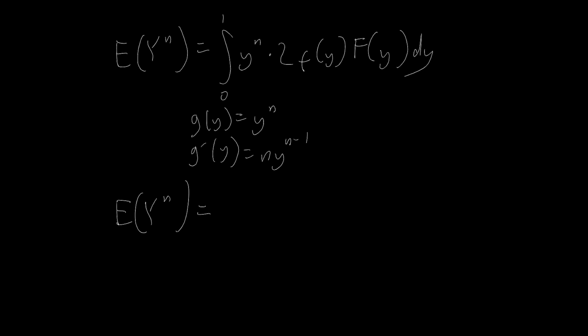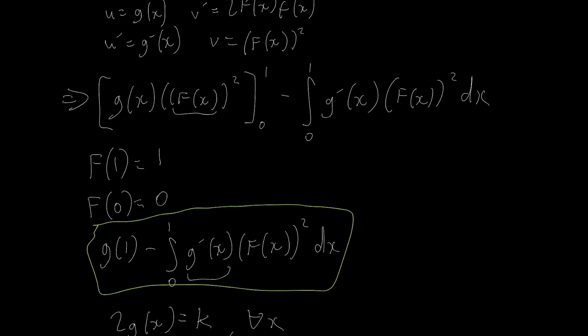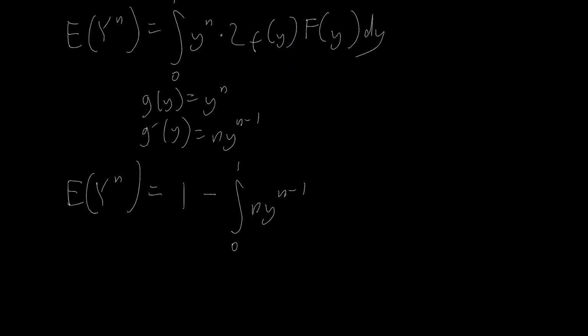Now what do we have? So it was g(1). So this is just 1 to the n, that's just 1. Minus, and then we'll just have this integral here. So we'll have n minus 1, and then what was that little formula saying? F(x) squared. Okay, this will be F(y) squared.